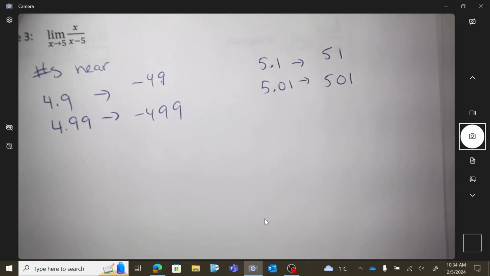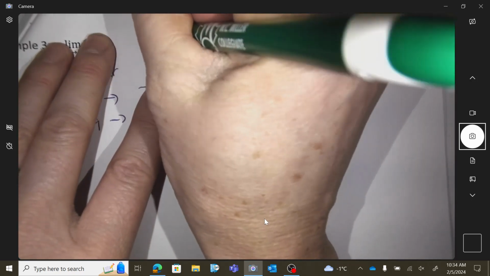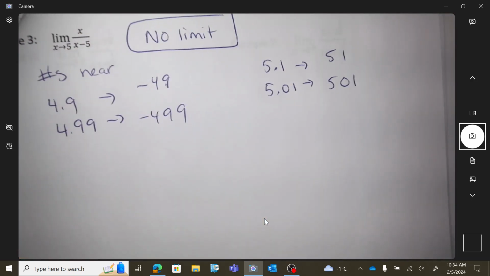Okay, are you getting those numbers? Okay, so do we have a conclusion about where we're heading to when we hit 5? No, we don't. Are they going in the same place? No. So there's going to be no limit to that one. That's the answer. Okay, because we're not heading consistently to somewhere.